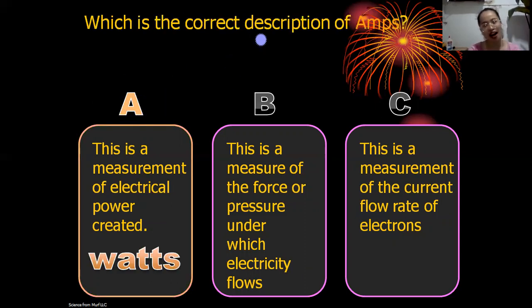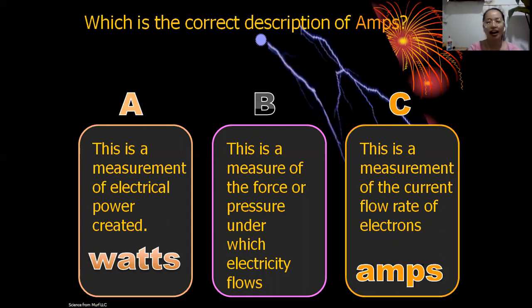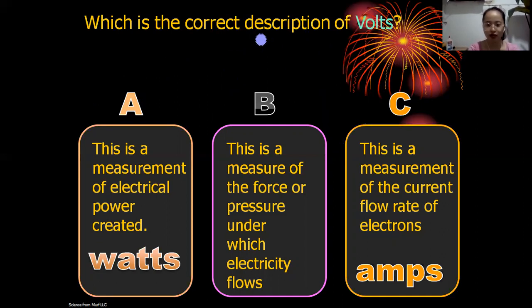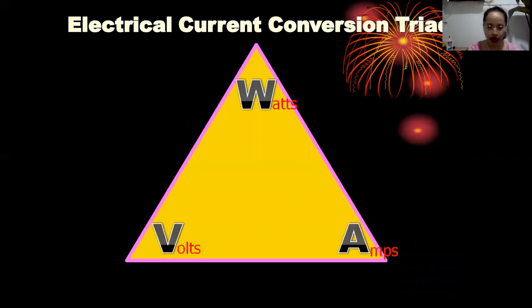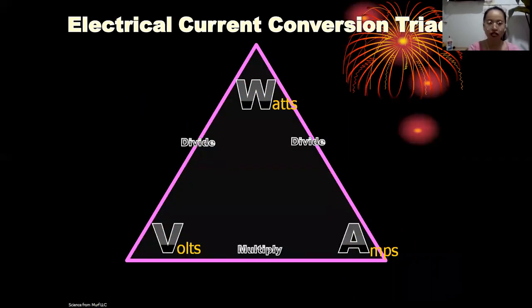How about the amps? The current, the ampere. Okay, it's letter C. How about this one? The volts or the voltage. Okay, it's letter B. Very good. Now, it's still the same. We always memorize the formula for computing watts, voltage, and the ampere.